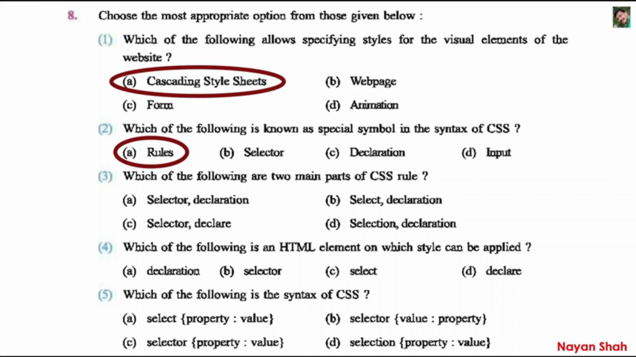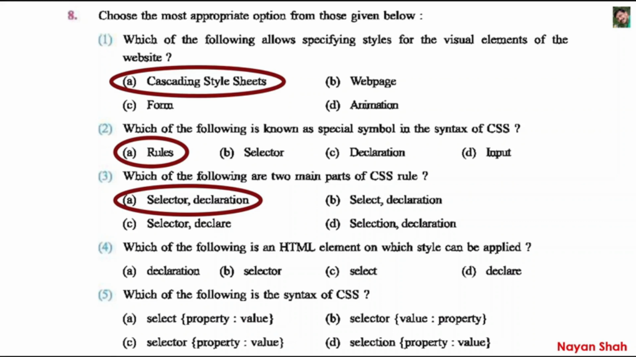Question 3. Which of the following are two main parts of CSS rule or the CSS syntax? Obviously they are selector and declaration. This is just a coincidence that all the answers are coming A, but you don't expect such things in the board exam. So be careful while selecting the answer. Selector and declaration. Selector in the majority of cases is an HTML tag, and declaration is written within curly brackets and contains property and value.